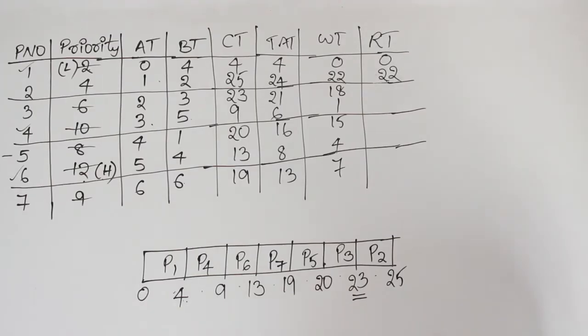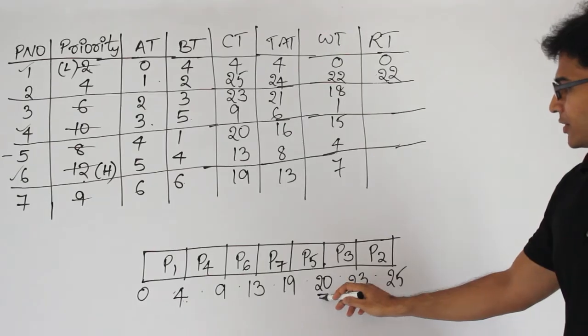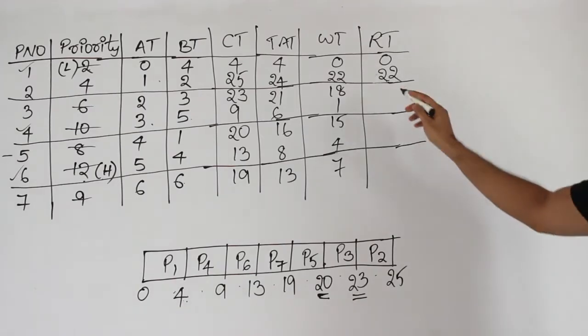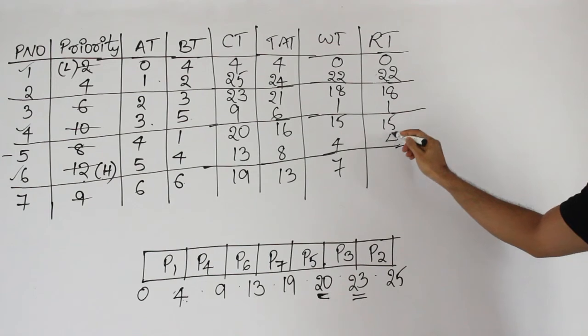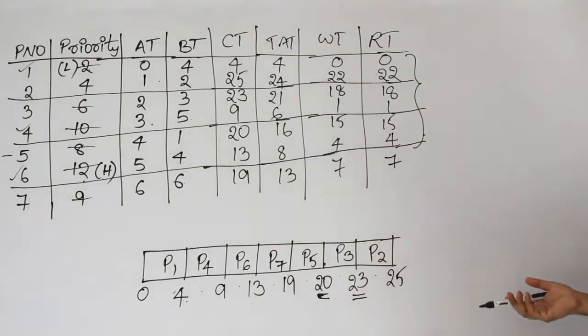Now next one is the third one. The third one got scheduled at 20, but it arrived at 2, therefore it is 18. So you can check everyone, it is going to be exactly the waiting time, nothing else, right? In case of preemption, the response time and waiting time will be different.